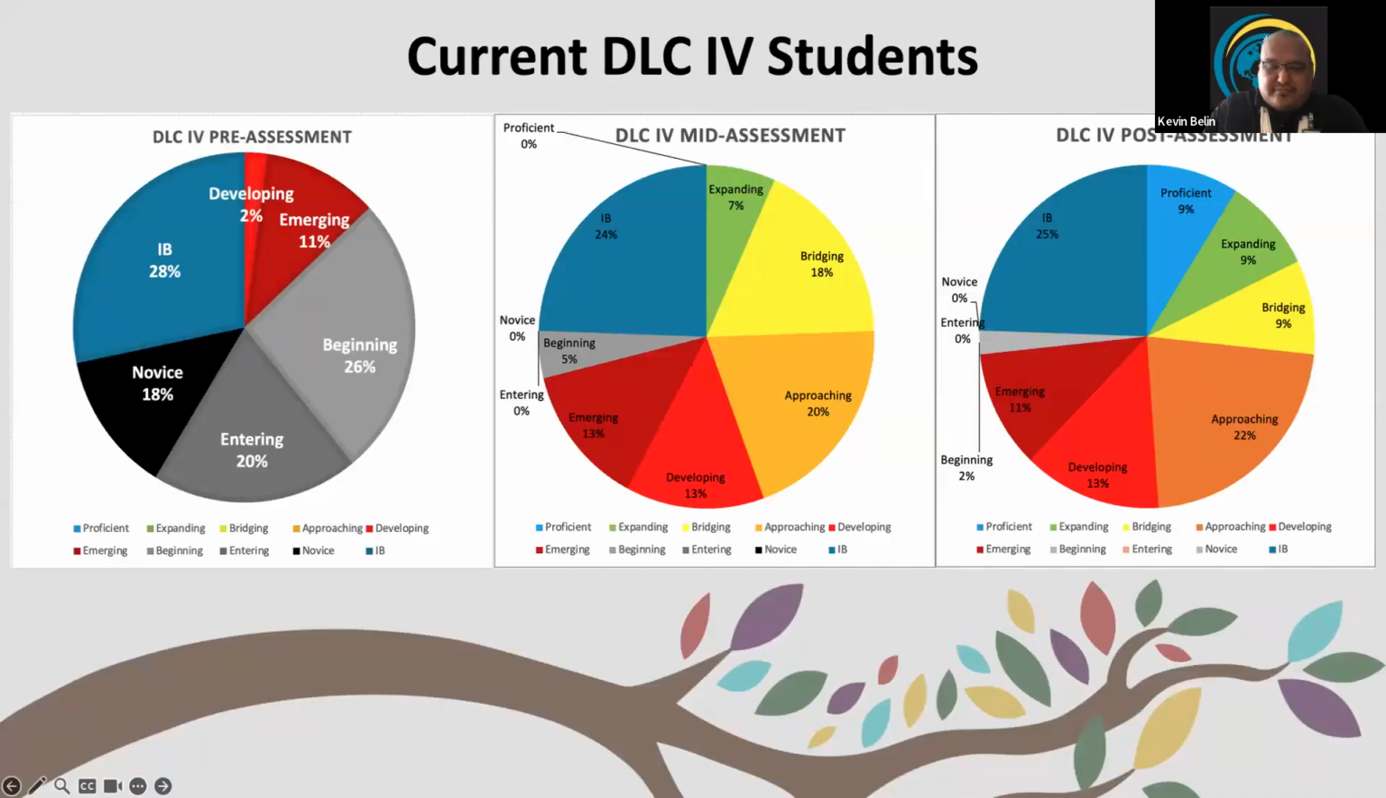Our internal assessment, again, DLPA assesses, there's a different assessment, our internal one, okay? So this is with our seniors. I'm sorry, this is the chart I was explaining. There's a big chunk, which is IB students. IB students don't get assessed. Beginning of the year, blacks, grays, reds, but again, mid-year, starting to see more color. By the end of the year, there's red still, approaching, bridging, expanding, proficient. So you're seeing a lot more growth in our students.